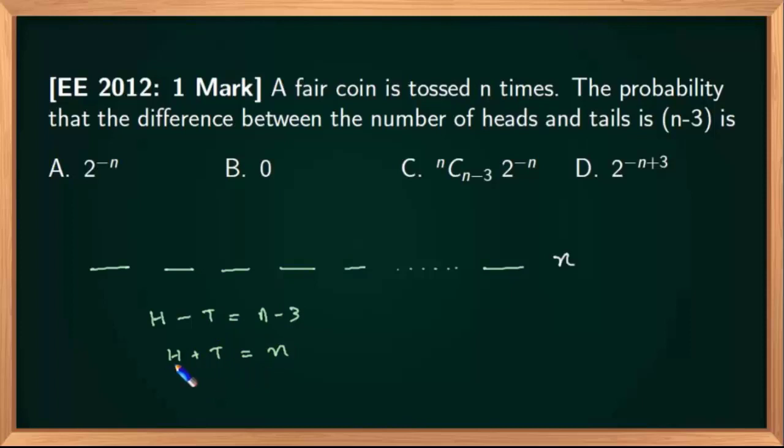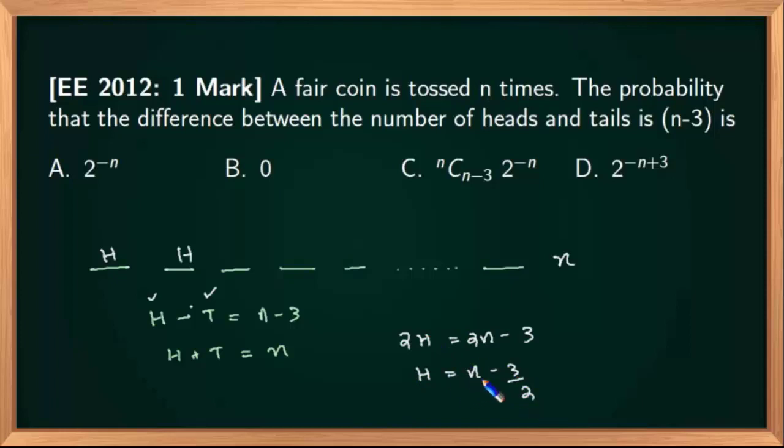And I also know that h plus t, where h is the number of heads and t is the number of tails, must be n, because if I have 2 heads and the remaining are tails, if I add all the heads and tails, I must get n. Now if I add these two equations, I get 2h is 2n minus 3. So if I divide the entire thing by 2, h is (n minus 3) by 2.